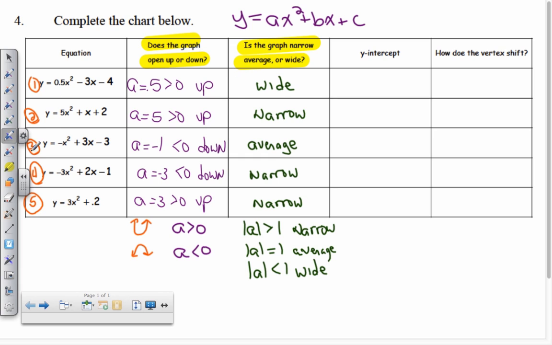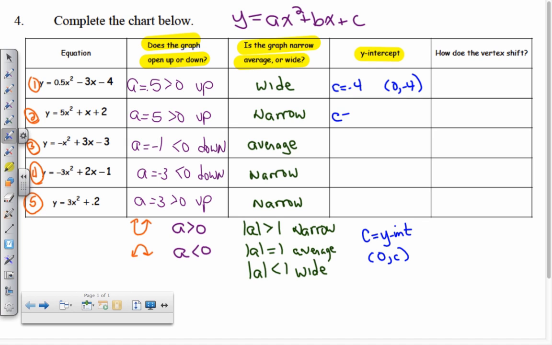Now this next column asks about the y-intercept. What did you discover in that y-intercept part of it? Well, you should have discovered that whatever the c value is equal to your y-intercept. So your c value is your y-intercept, and remember we write that as (0, c). So for this column here, your c is equal to -4, so that means your y-intercept is going to be (0, -4).